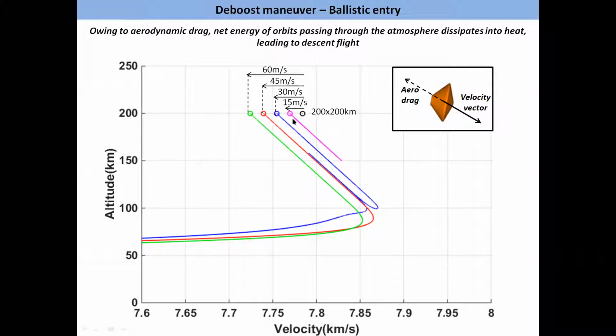So that is what you see here. When you reduce 15 meters per second velocity, it just changes into a 150 by 200 kilometer orbit where there is no sufficient aerodynamic deceleration, so it remains as an orbit. But when you made it a 100 by 200 kilometer orbit, it encountered sufficient aerodynamic deceleration so that it does not go back up along the same path. At least it goes back up and then comes back and descends through the atmosphere.